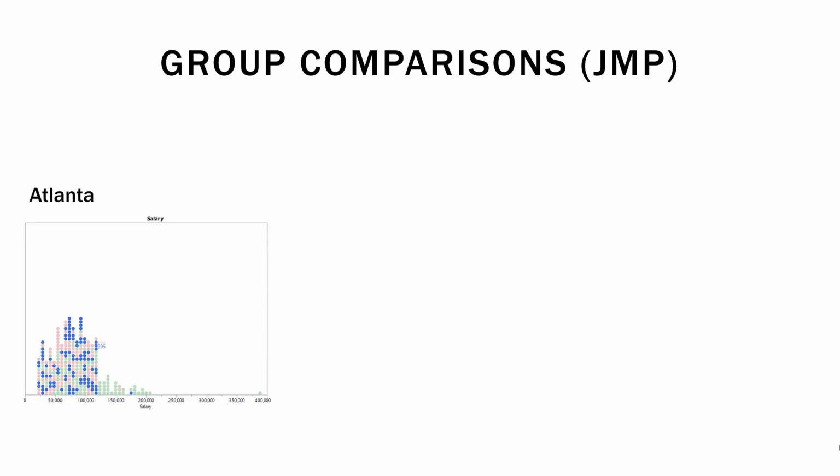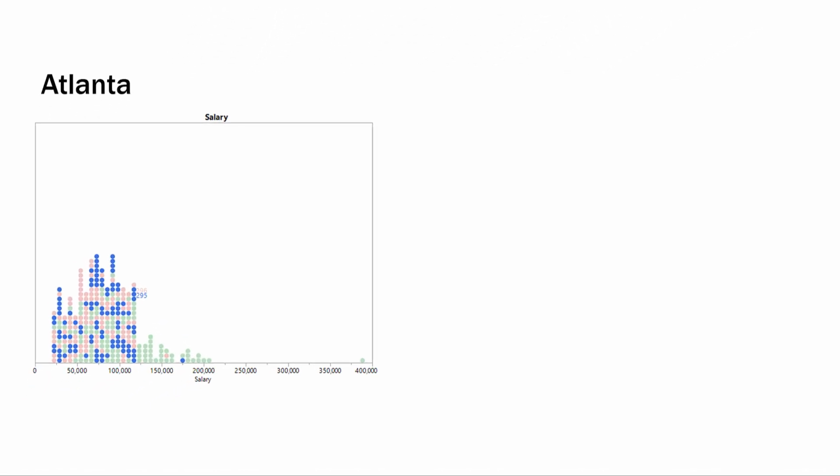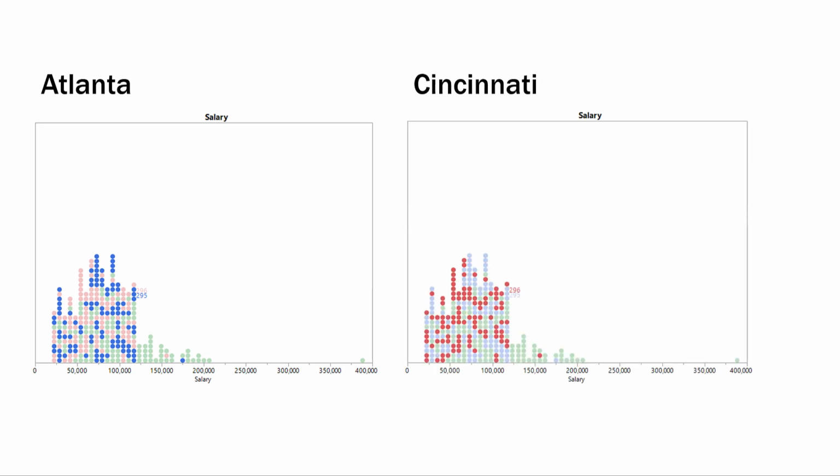So what if we separate out each group? So here is Atlanta. So we can see that the observations for Atlanta are almost entirely below $125,000, with the exception of one observation, and that's where the bulk of our data is. What about Cincinnati? We can see here it's pretty much the same story. All of our observations are below $125,000, with the exception of one salary over here towards the right.